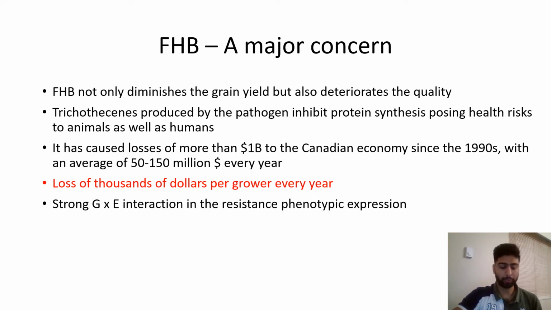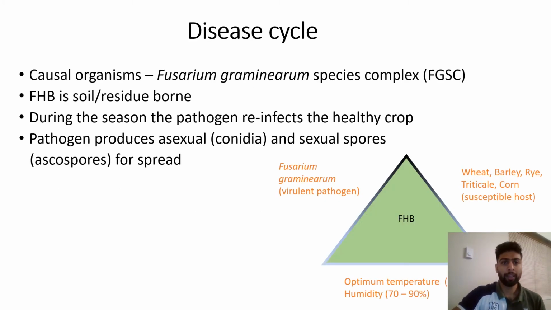Now, when you try to manage it, one of the greatest drawbacks when you do selections is the strong genotype into environment interaction in this case. Because if you go for selection, even a susceptible line could look resistant, or a resistant line could look susceptible, and vice versa. Talking about the disease cycle, the causal organism, there are many Fusarium species, but Fusarium graminearum is the most prevalent one in Canada.